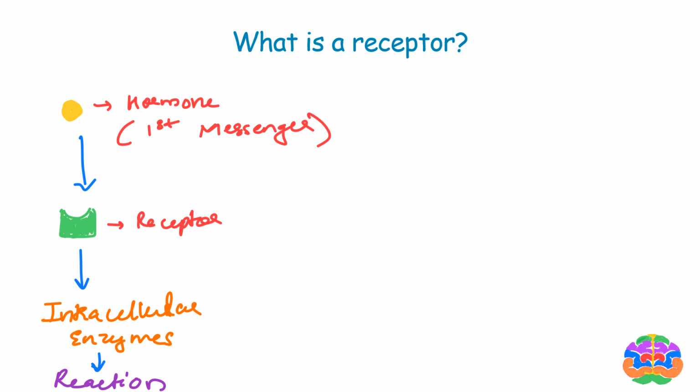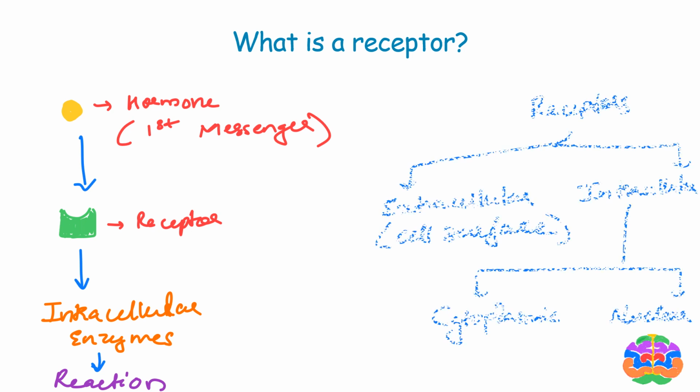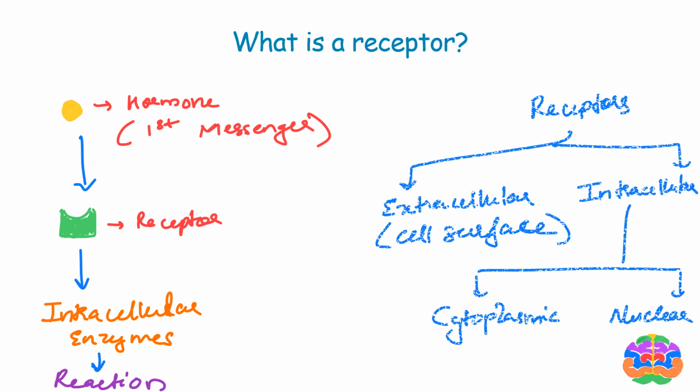First, the hormone acts as a first messenger or a ligand which is recognized by the receptor. It binds to the receptor to activate various intracellular enzymes, which in turn cause the required reactions. Now, as far as receptors are concerned, they can be divided into two major categories: extracellular or cell surface receptors, and intracellular receptors. Intracellular receptors can be further classified into cytoplasmic and nuclear receptors.